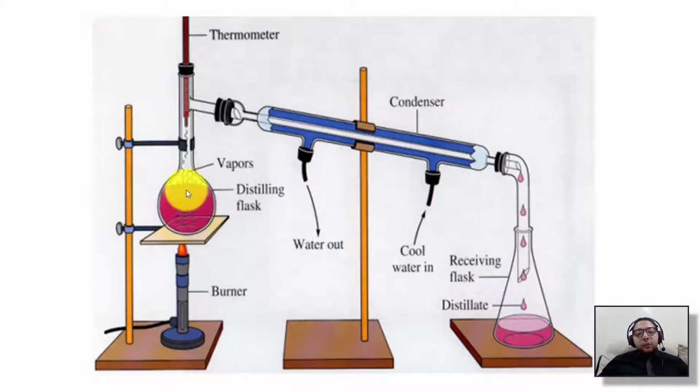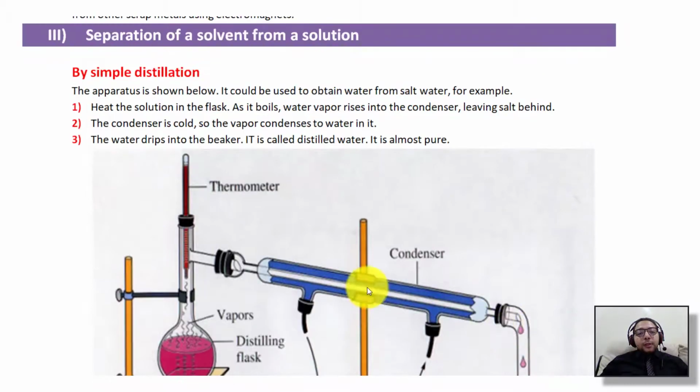So the vapor evaporates and then gets inside the condenser, and then the water will circulate around the inner tube in order to cool it down. Then when you cool the vapor down, it's going to change into liquid, and this liquid will be collected on the other side, which is the conical flask. So this process is called simple distillation. The apparatus is shown below.